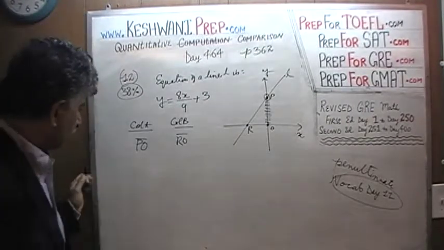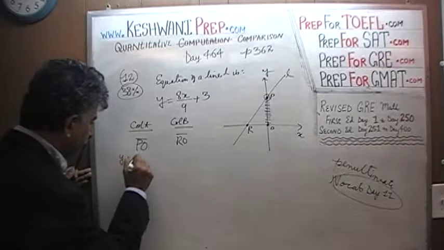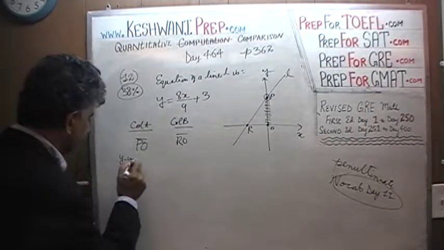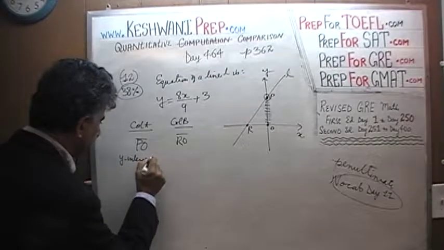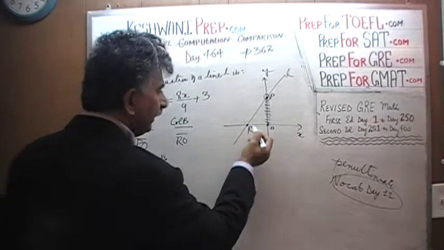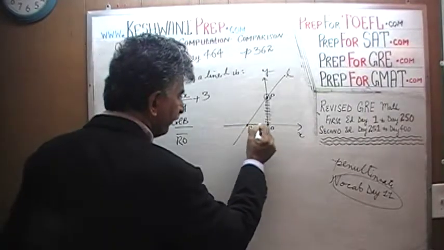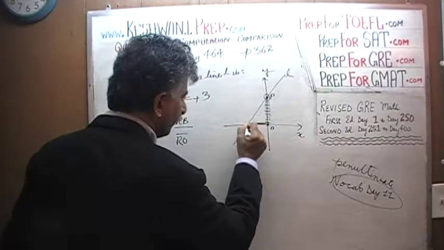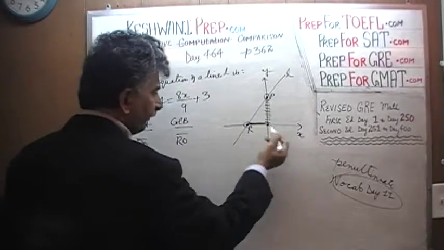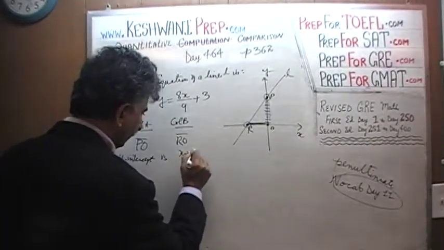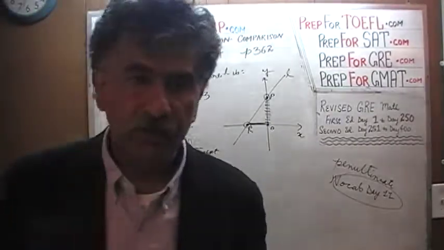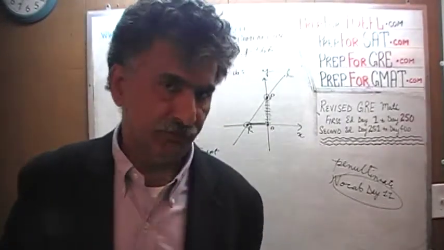So essentially, they want us to compare the y-intercept versus RO. RO is the distance right here, and there is your x. This is our x-intercept right here, because this is where the line cuts the x-axis. Line L cuts the x-axis at point R. This is our x-intercept. So essentially, they want us to compare the value of the two intercepts. That's all it is. So let's do it, shall we?